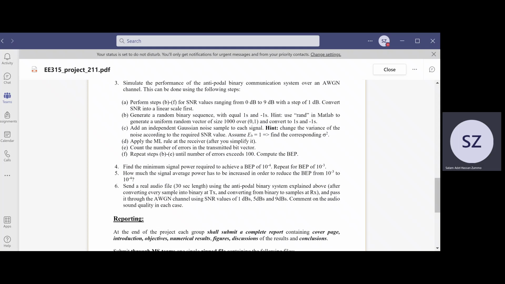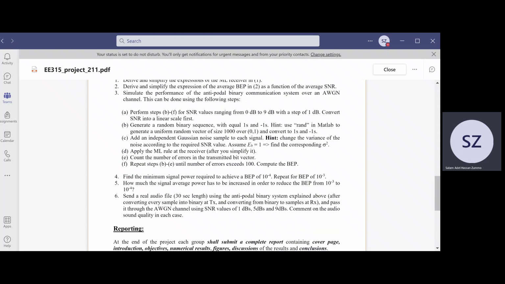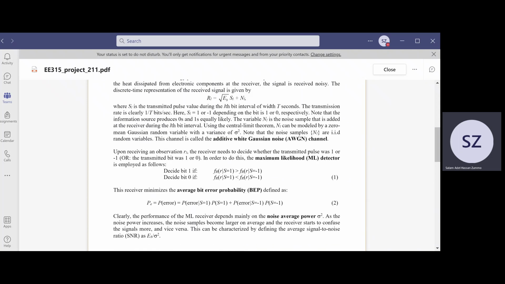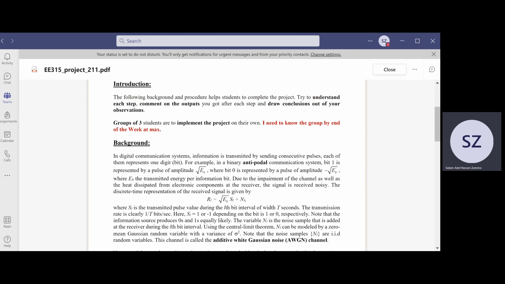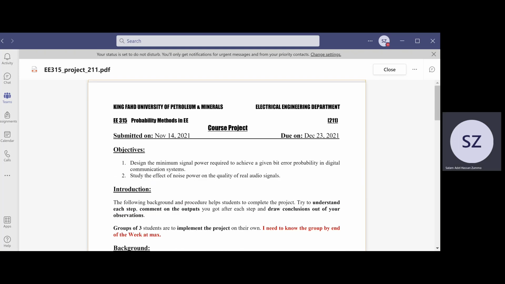But to hear it enough, about 30 seconds. The deadline I put is the 23rd of December, the last day before the finals. So you have enough time. You have a long time, but you need to start. I think you need to start before the holiday. You need to read and you need to start.